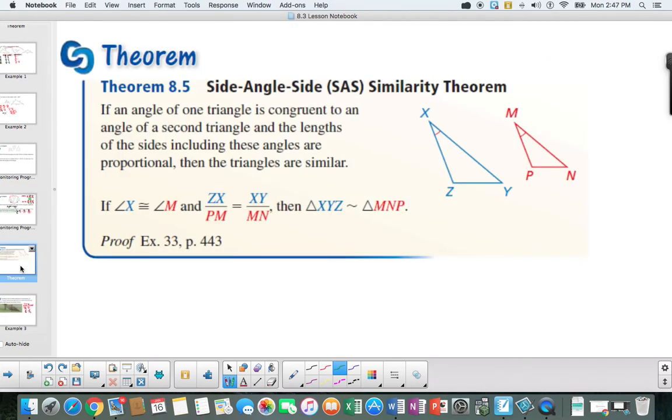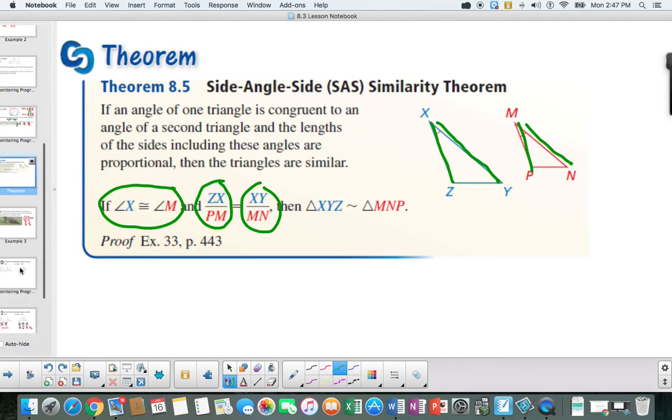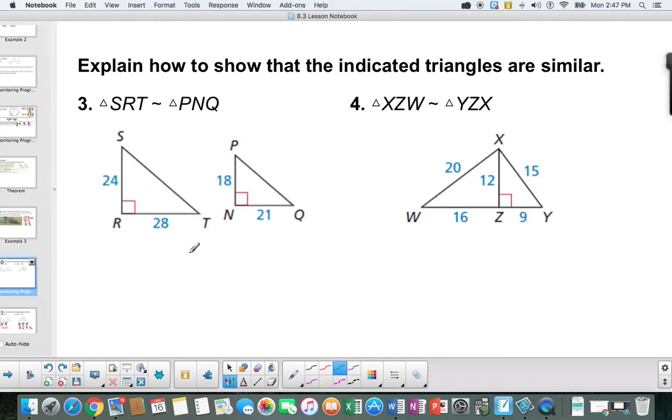All right, the next method is called side angle side similarity. It's when you know this side's and this side's ratio, so you have a ratio between them, and the ratio between these two sides also has the same ratio, and that's called proportional, and the angles between them are congruent, that's this, then you can say the triangles are similar. All right, here is an opportunity for you to decide whether the triangles are similar. Stop the screencast and then let it go once you're done.